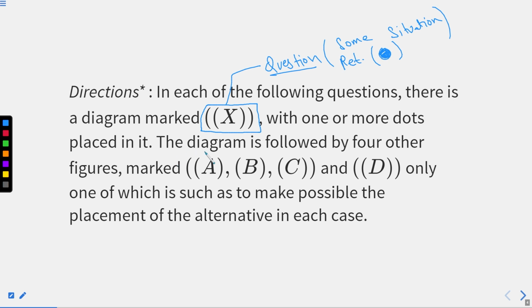So the diagram is followed by 4 alternative figures marked as A, B, C and D. Only one of which makes possible the placement of all the dots in the alternative figures and satisfies all situations, right? Only 1 out of 4 figures will satisfy all the situations that are there in the question figure.